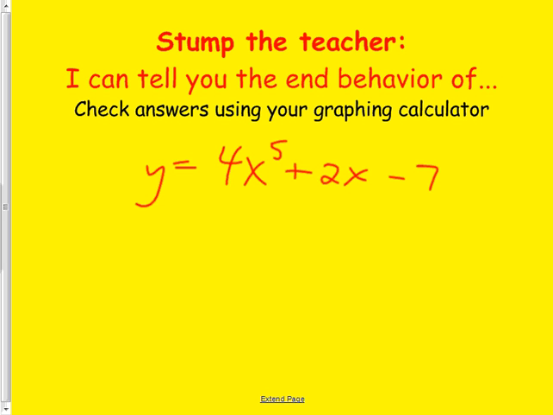Now I want to see if any of you can look at that and start to make predictions like I just made. Okay? So let's try another one. Now, first of all, did you verify it on your calculator? Can I see what yours looks like? All right. So it basically looked kind of like that, except it went through, not exactly like that because it didn't go through that y-intercept. Something like that.